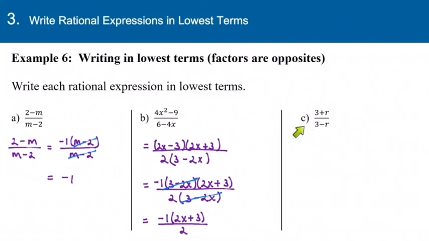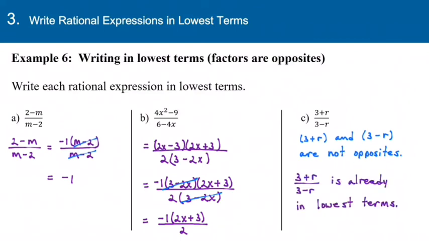Now for part C, 3 plus r over 3 minus r. Could we factor a negative from this denominator and turn it around so that it's negative 1 times r minus 3? Yes, we could. But would that help us reduce anything? No, it would not, because the top is not the opposite of the bottom. The top is not a subtraction where the bottom is. So changing the order of this subtraction doesn't help. So here we're just going to say that 3 plus r and 3 minus r are not opposites, and therefore this fraction is already in lowest terms. It cannot be reduced at all.